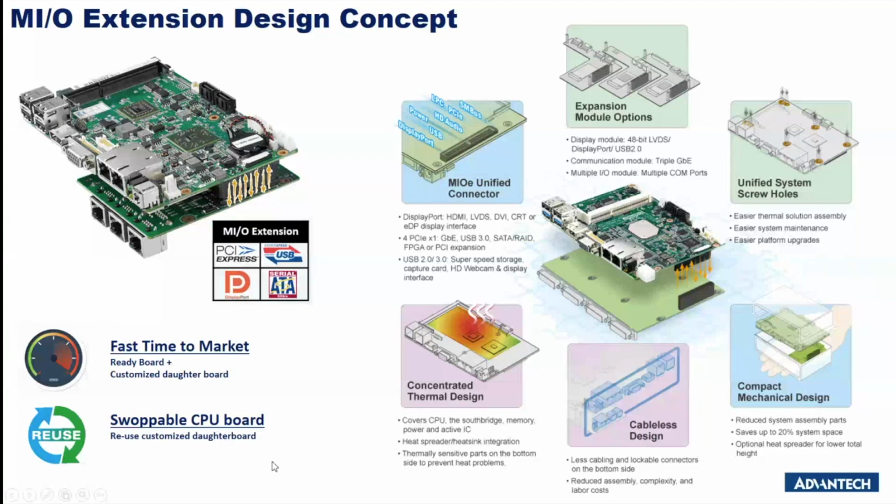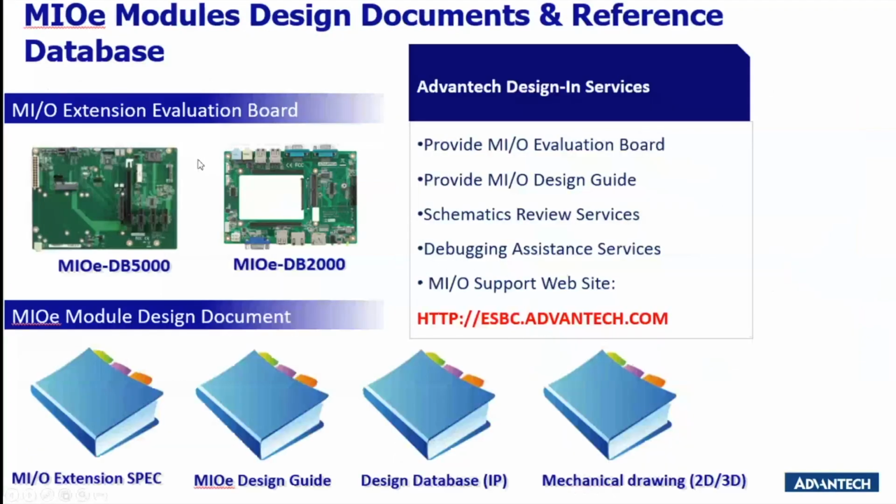So you can create your own daughter board. Maybe for this project I use Atom, maybe for another project I use Core i. So it's up to you. It's swappable, so your inventory is also easier. This is a very good concept. If one wants, you can get all our design documents, we have them on our website. And the evaluation board, if you want that, we do have some different types of designs.